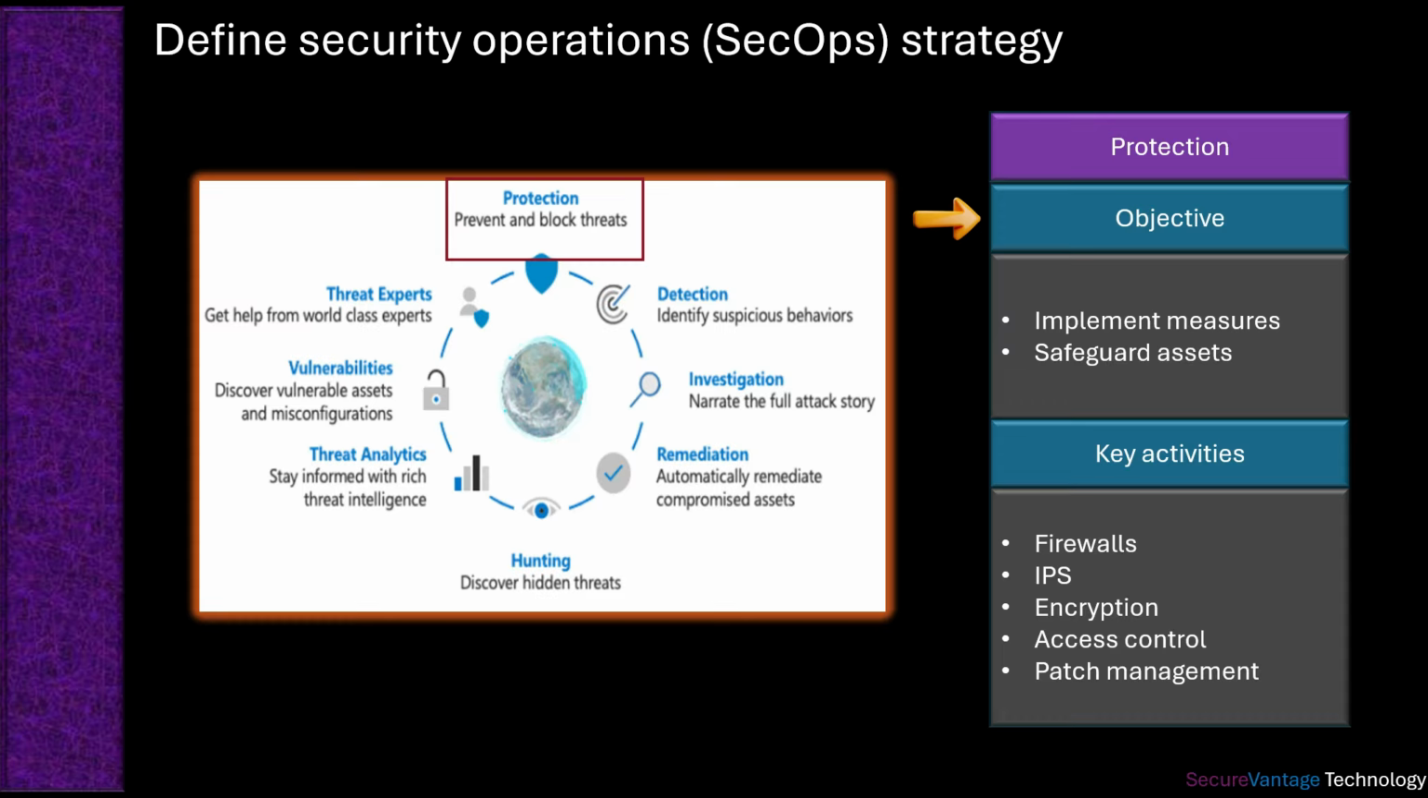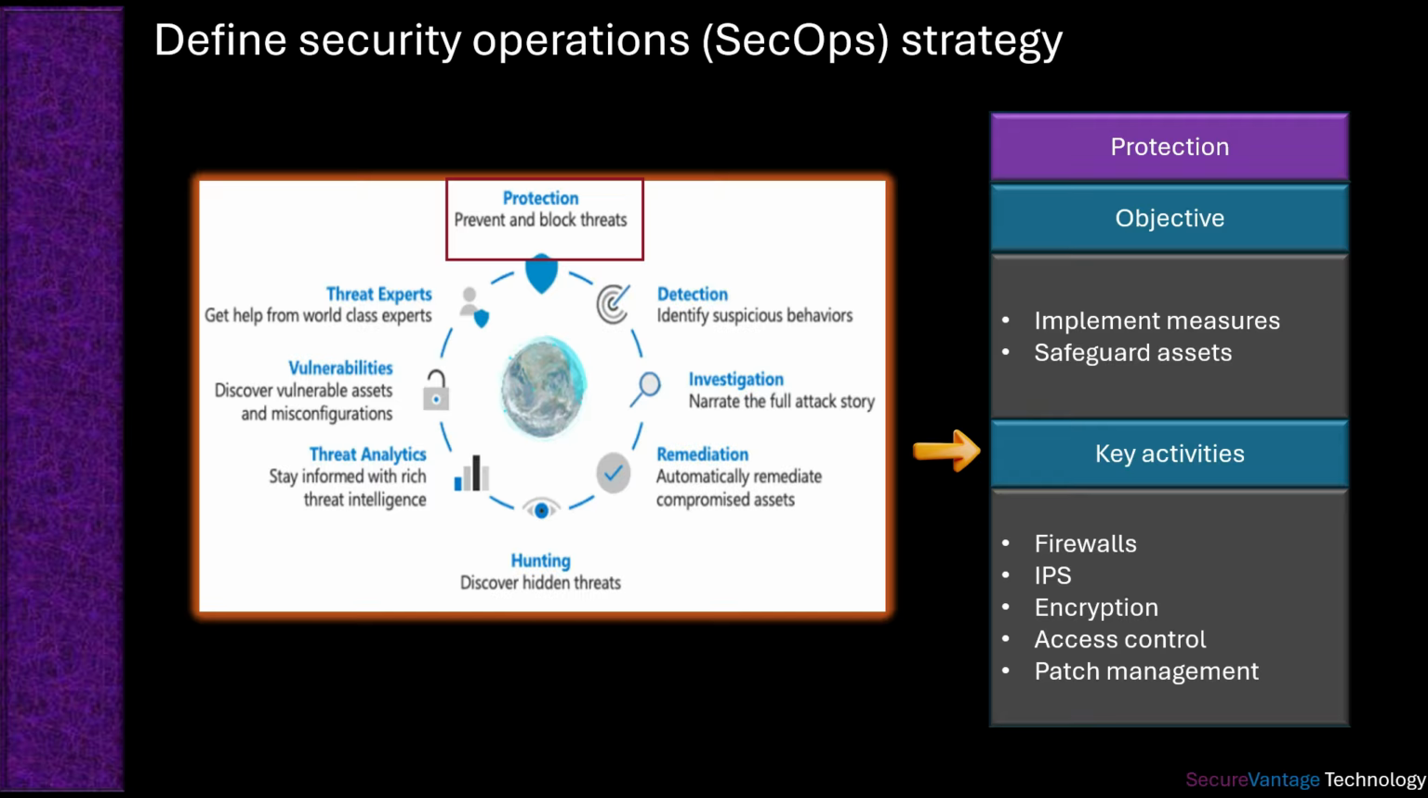The primary goal of protection is to implement measures that safeguard the organization assets, including data, systems, and networks from unauthorized access, breaches, and other security threats. The key activities that are done as part of the protection includes firewalling, intrusion prevention systems, encryption, access control, and patch management. Deploying firewalls and intrusion prevention system, organization can block unauthorized access and filter out malicious traffic.